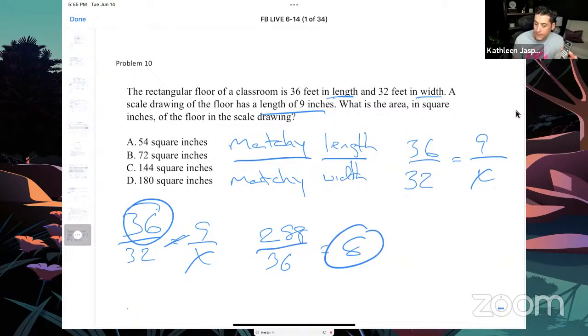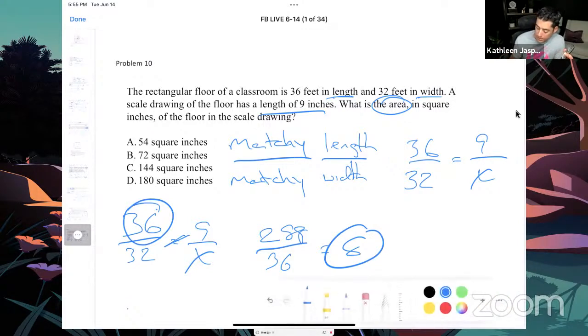Now you're like, I got the answer. And then you go back and say, oh, wait a second. It asks, what is the area of the new scale drawing? Not find the width, but you have to find the width in order to get to the area. Okay, so 8 is our number.